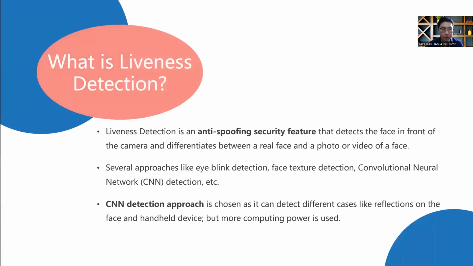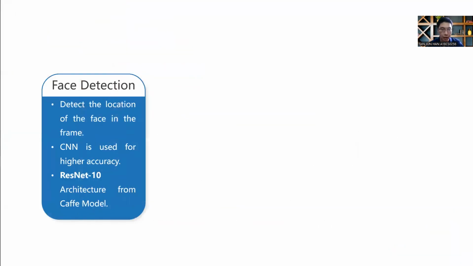So what is liveness detection? Liveness detection is an anti-spoofing security feature that detects the face in front of the camera and differentiates between a real face and a photo or fake face. Several approaches on the market are eye blinking detection, face texture detection, and CNN detection, also known as convolutional neural network detection. The CNN approach is used here, and it is chosen because it can detect different cases like reflections on the face and also a handheld device shown to the camera. The only downside is that it needs more computing power and slows down the whole scanning process.